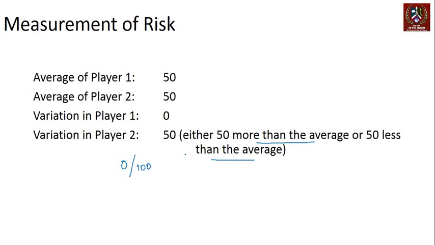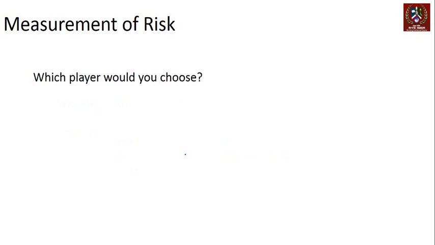So now let's say we ask you to choose a player. Which player would you choose? Some of us might say that we would like to choose player 1. And why would we want to choose player 1? Because player 1 is consistent, there is a stable score, there is a view of predictability in the overall score that is being made. You can trust this guy to score average scores.